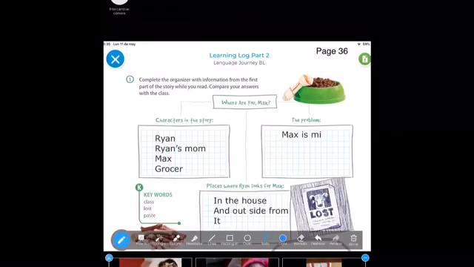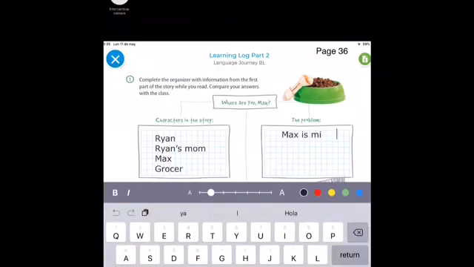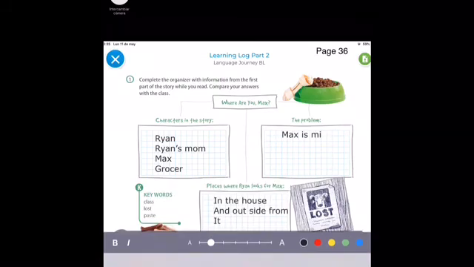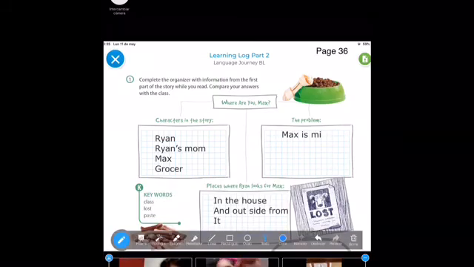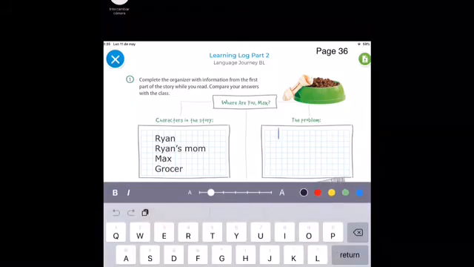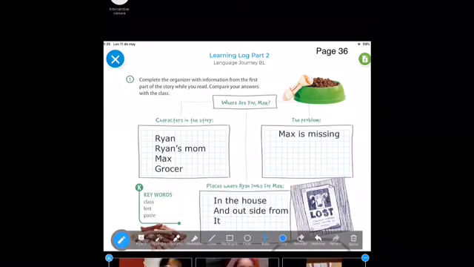Your microphone, guys. Once you finish participating, remember that we need to write it once again, okay? Let me write it down again. Max is missing. Okay, there you go. Yes, Max is missing. This is the last part.